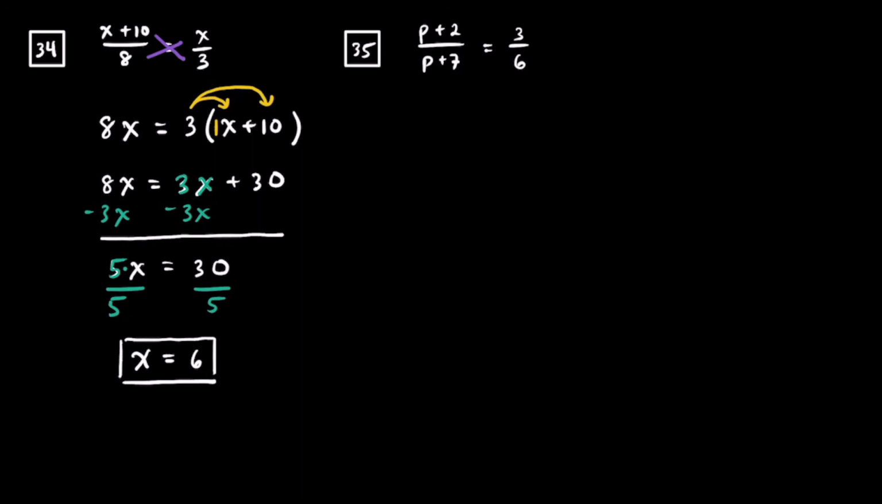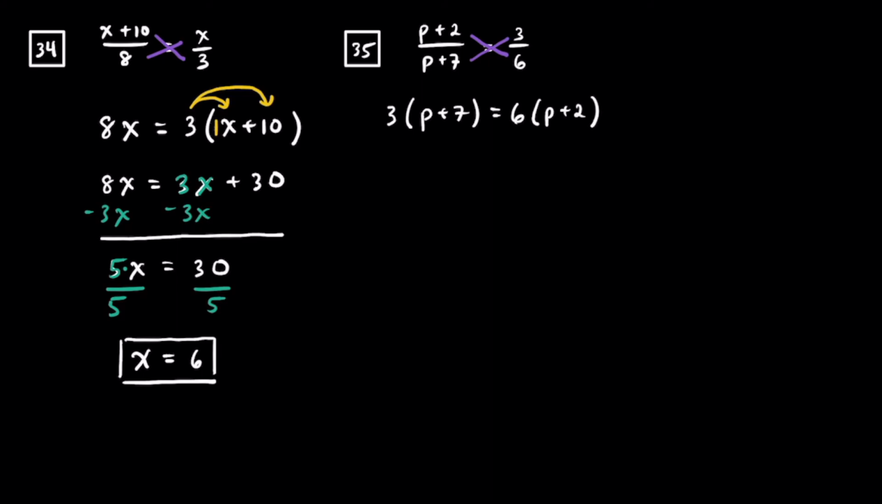For 35, we have another proportion. We have variables on both sides, or both top and bottom. So let's start over here. Doesn't really matter. So 3 times the quantity of this p plus 7, and that's going to be equal to the product of 6 times this p plus 2. So I'm going to write 6 times that p plus 2.